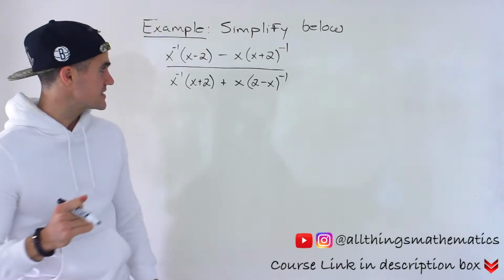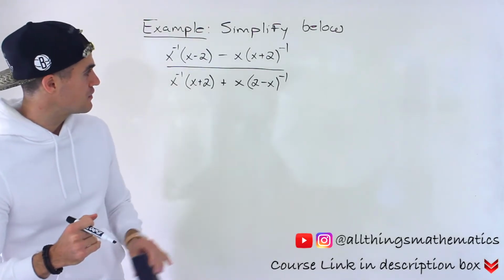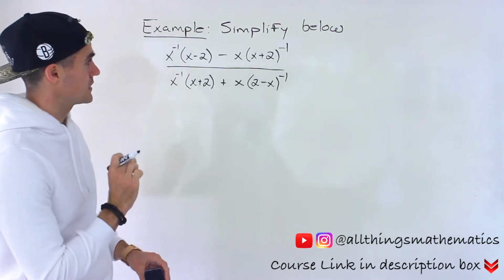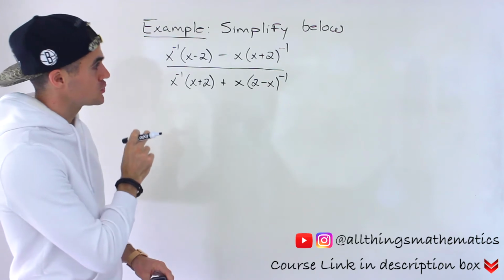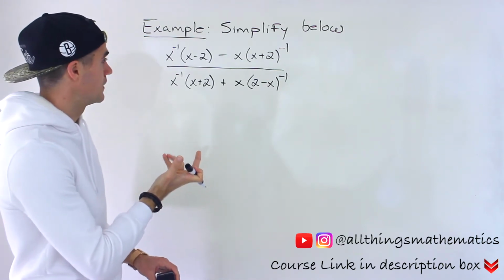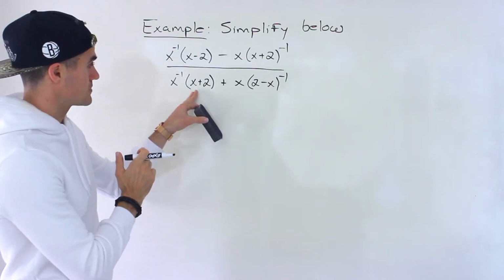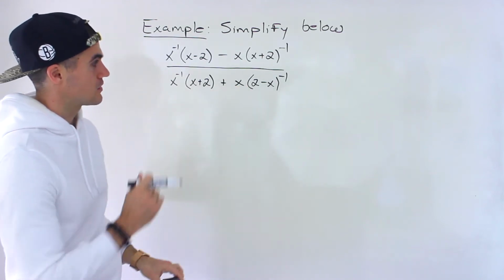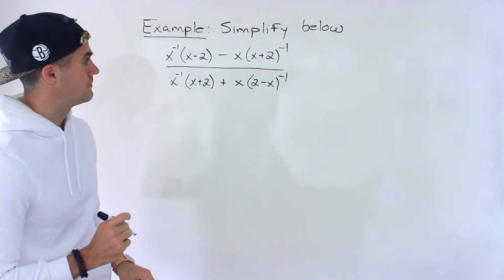Patrick here, and in this next video we have to simplify this expression here. So we got x to the negative 1 times x minus 2 minus x times x plus 2 to the power of negative 1, all over x to the negative 1 times x plus 2 plus x times 2 minus x to the power of negative 1.